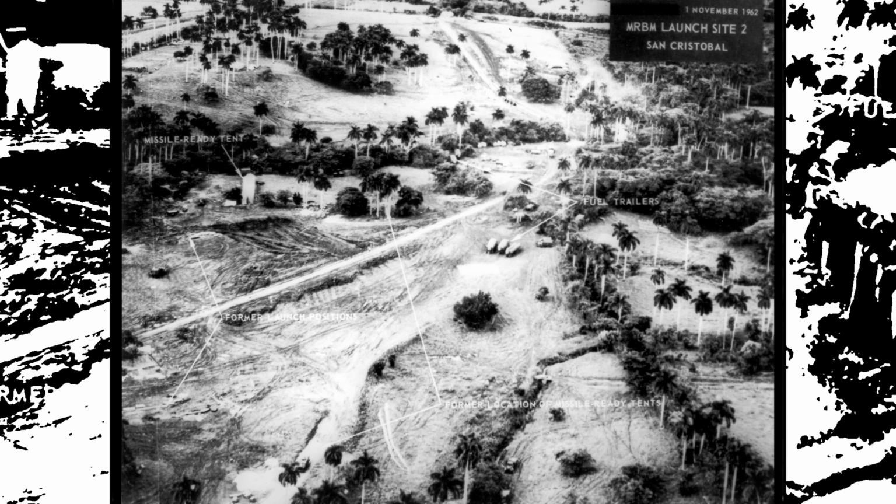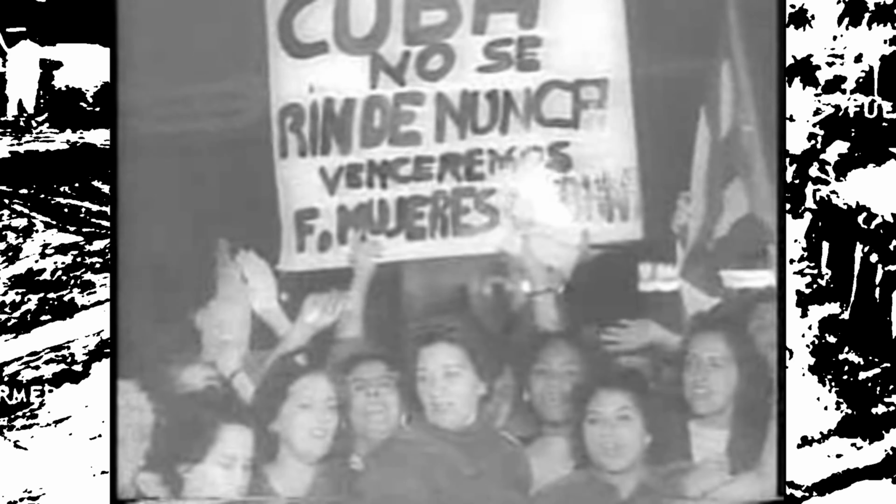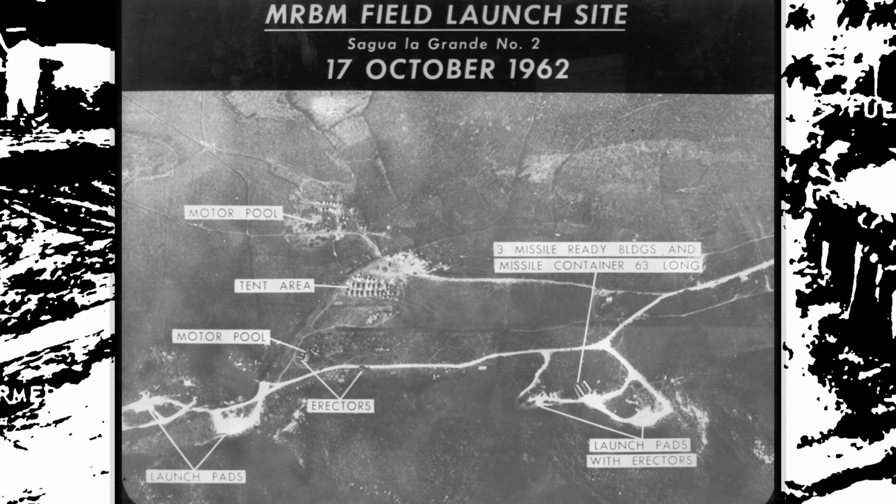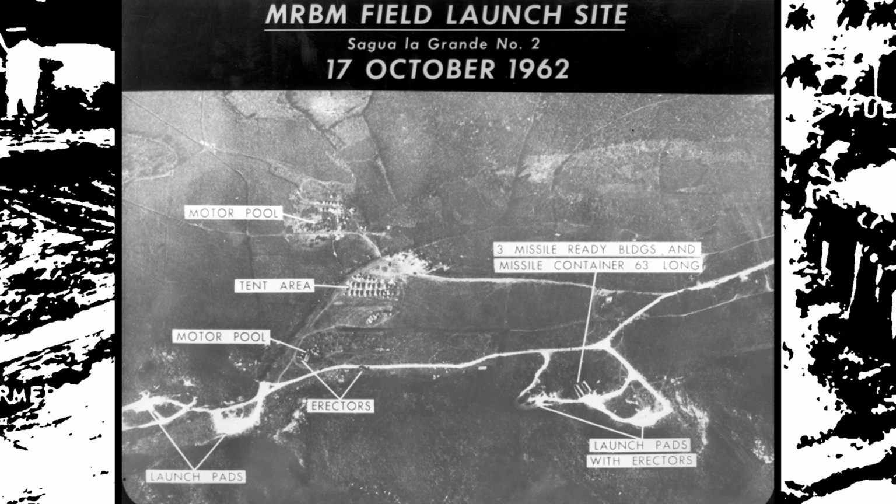The news of Soviet missiles in Cuba triggered an immediate response from the United States. The US president at the time, John F. Kennedy, decided to impose a naval blockade on the island in order to prevent more missiles from reaching Cuba. Additionally, military preparations were made for a possible invasion of the island.